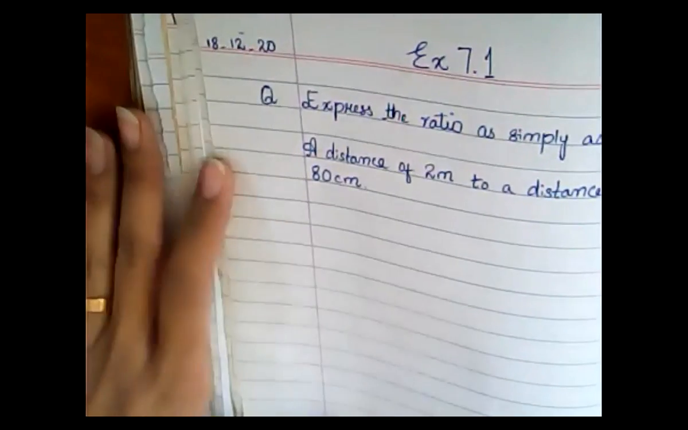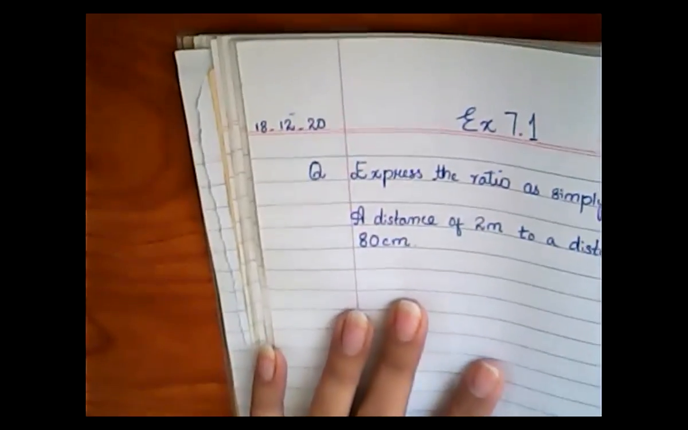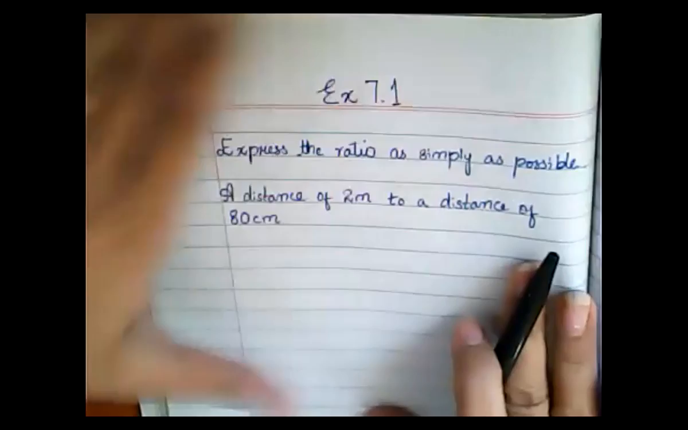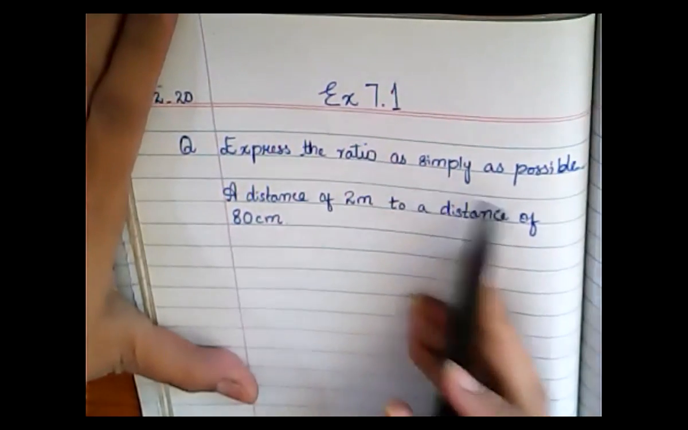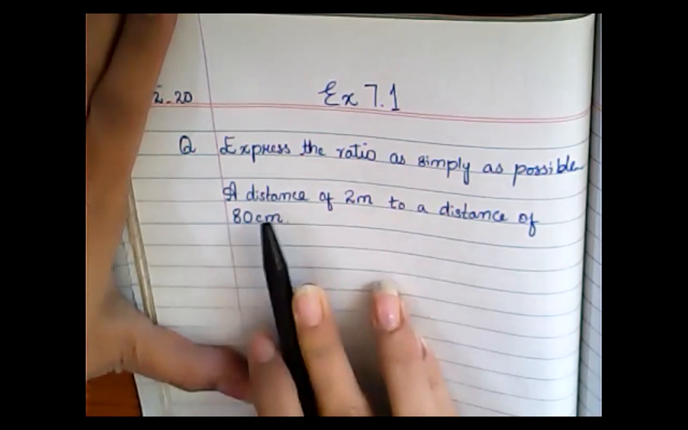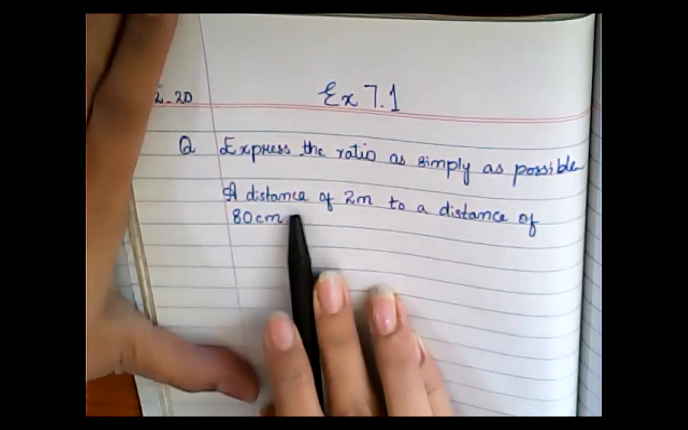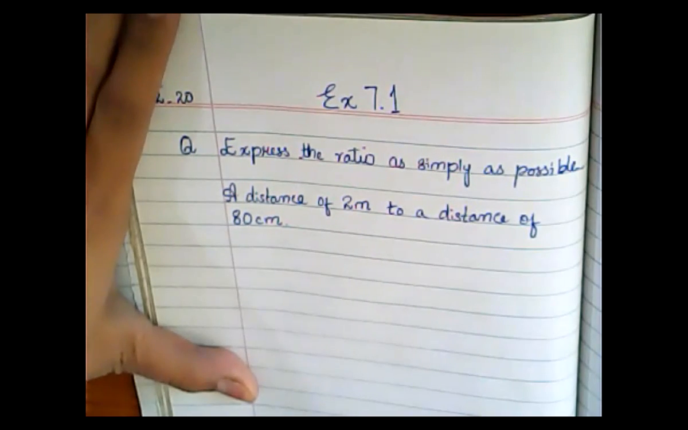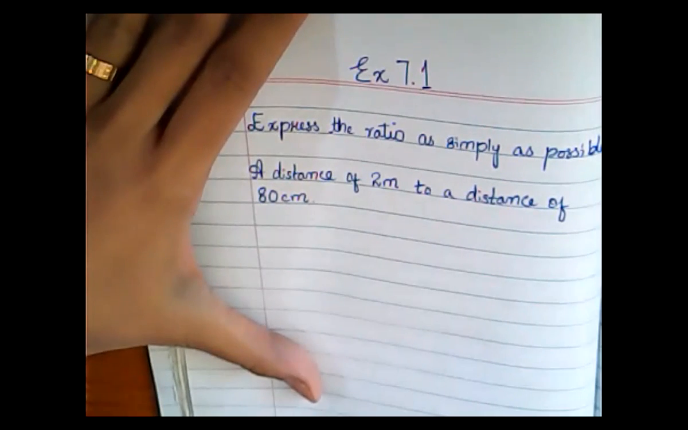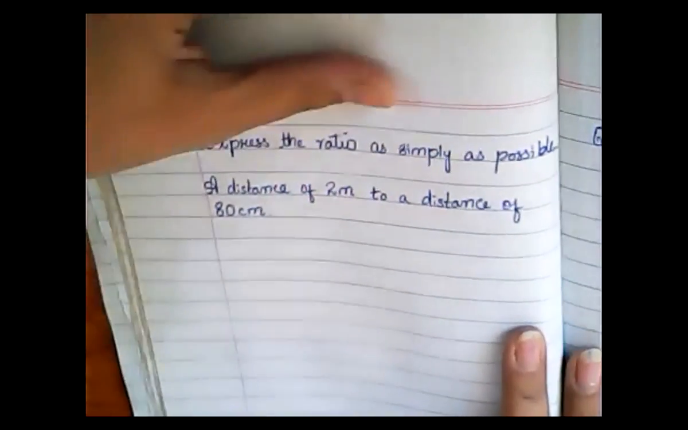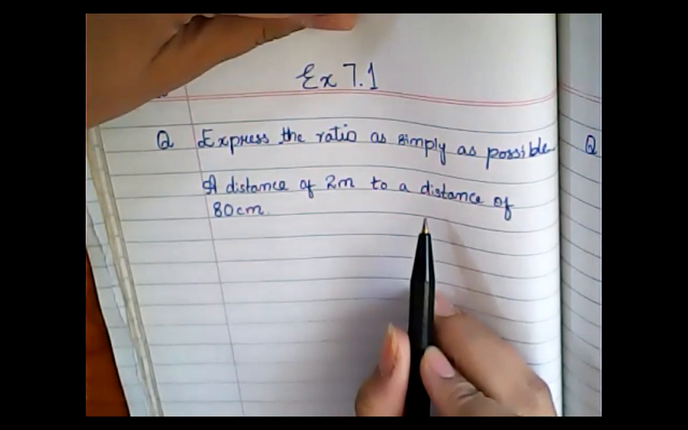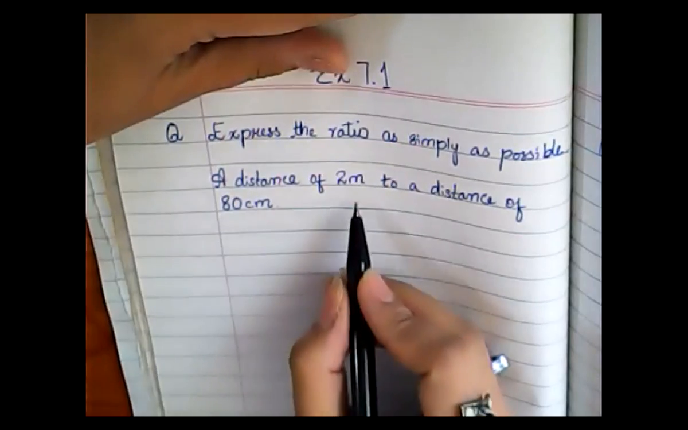Now here, bete, what we have to do, we have to mention properly the date, exercise 7.1, and in this way we have to mention the question that express the ratio as simply as possible. Here I have selected one question from your exercise 7.1, the distance of 2 kilometer to the distance of 80 centimeter. Okay, students, I have selected one question here for you. Now, first what we have to check is whether the quantity is distance ratio distance. That means we can compare both the quantities the same, but here the units are different.